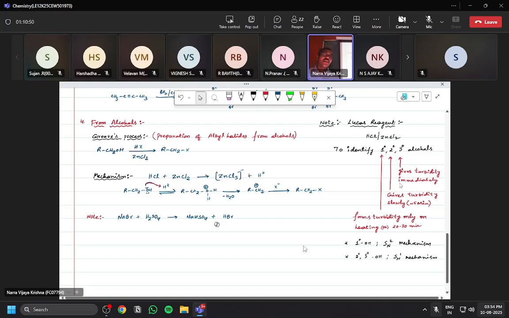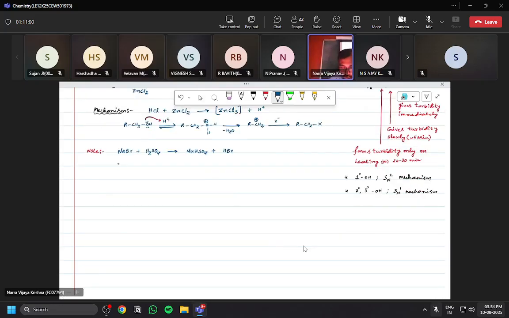Sulfuric acid is an oily, syrupy liquid. It is a less volatile liquid. Therefore, it is used in manufacturing of more volatile acids. Now, this HBr will react with ethyl alcohol. Then what will be the product? C2H5Br plus H2O. Correct?